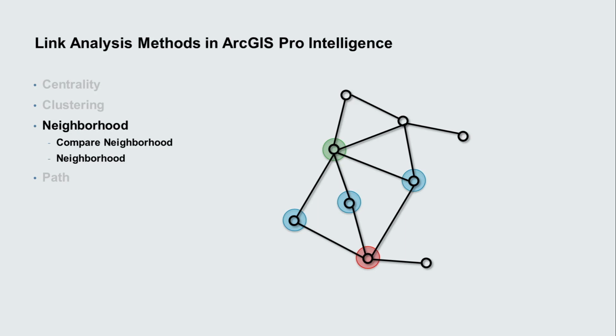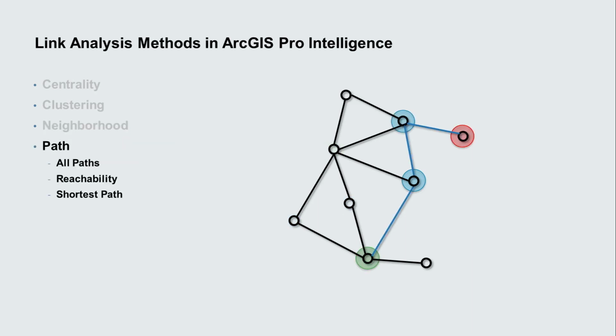of identified clusters. In link analysis, a neighborhood is defined as nodes connected to a source node with up to 3 degrees of separation. Neighborhood analysis can be computed for incoming, outgoing, or both directions. And comparing neighborhoods allows you to see which nodes have shared neighbors. Path analysis, as you may have assumed, finds the paths between nodes. All paths indicate every possible route between source and target nodes, while shortest path finds the least degrees of separation between the source and the target.